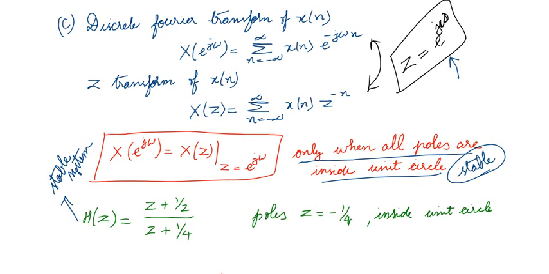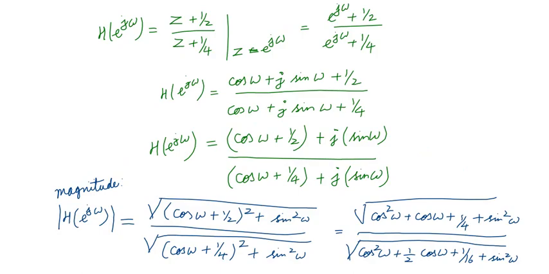Now, in place of z, I'm going to put e power j omega, in e power j omega plus 1 by 2, e power j omega plus 1 by 4. Now, what is e power j omega? Cos omega plus j sin omega. So, cos omega plus j sin omega plus 1 by 2, cos omega plus j sin omega plus 1 by 4. Then split into real part and imaginary part, the j terms separately and the terms without j separately. So, cos omega plus 1 by 2 plus j sin omega in the numerator, and cos omega plus 1 by 4 plus j sin omega in the denominator. This is called the frequency response.